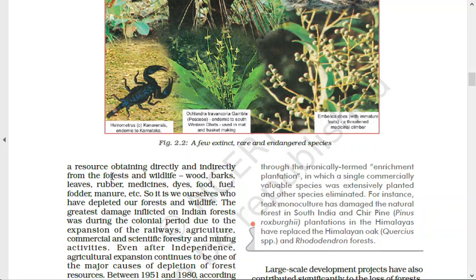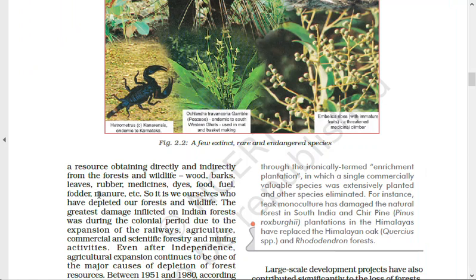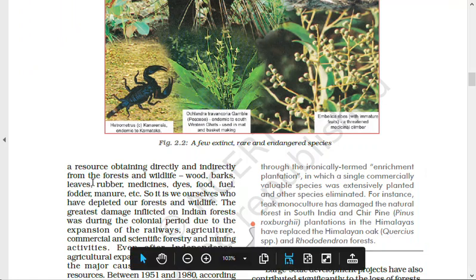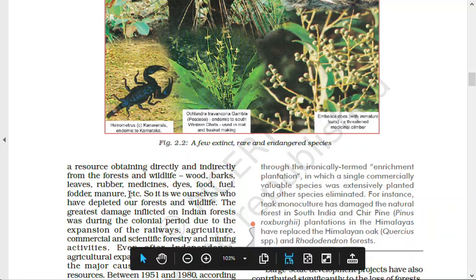So in that case, small animals, small insects, and other organisms cannot survive. All these things are happening because of our rising demands, our ever-increasing wants, not the needs, right? Further it says: wood, bark, leaves, rubber, medicines, dyes, food, fuel, fodder, manure, etc. These are the things we need from the forest. Remember these, and don't write just one or two, try to write as many as possible. So wood, bark, leaves, rubber, medicines, dyes, food, fuel, fodder, and manure, etc.